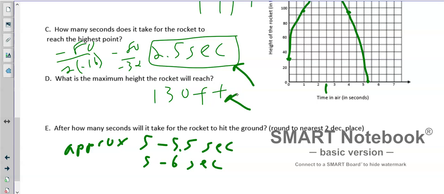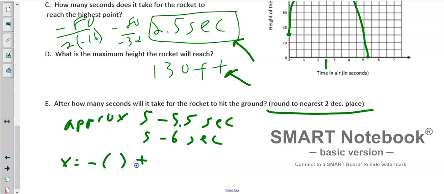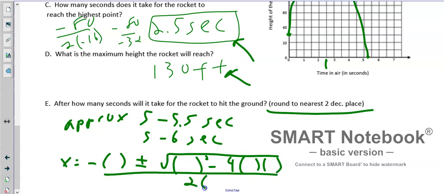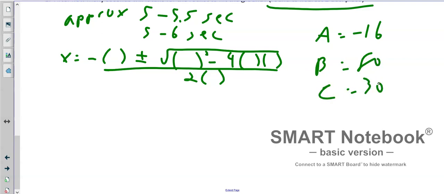All right? Now, how do we get the full points for this? It says round to the nearest decimal 2 places, so we have to do the quadratic equation. So x equals the opposite of b plus or minus the square root of b squared minus 4ac all over 2a. Now, what was our a, b, and c? A was negative 16, b was 80, and c was 30. So opposite of b, squared minus 4ac.